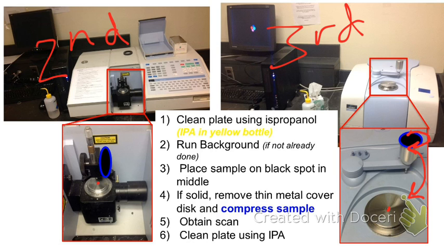If we're on the second floor, we've got a similar setup except it's on the side. You crank your little black knob until that stops moving. Okay? It's going to compress your sample down so that, again, the equipment can see it.